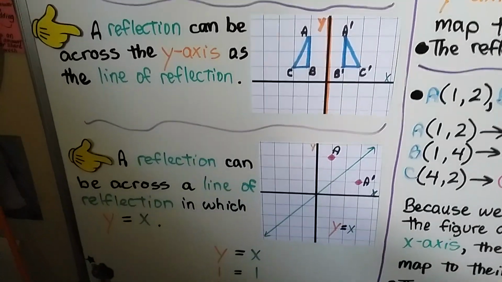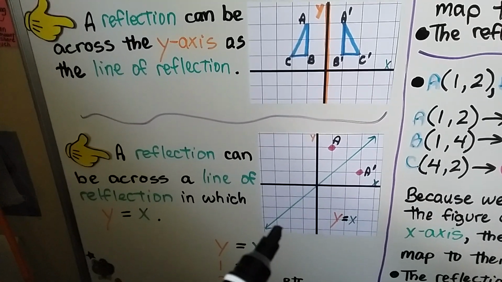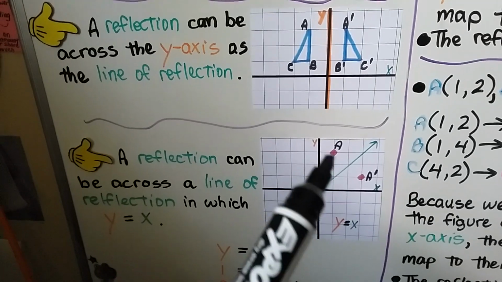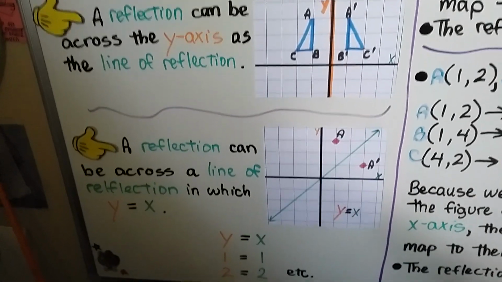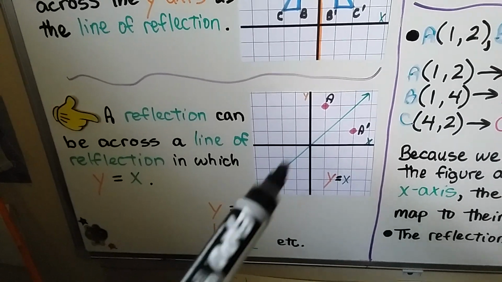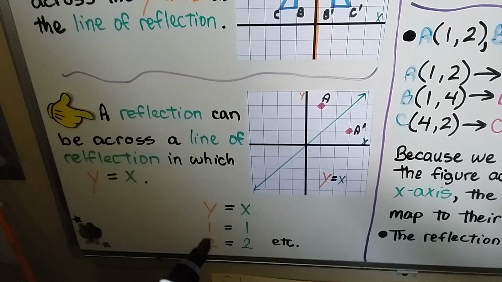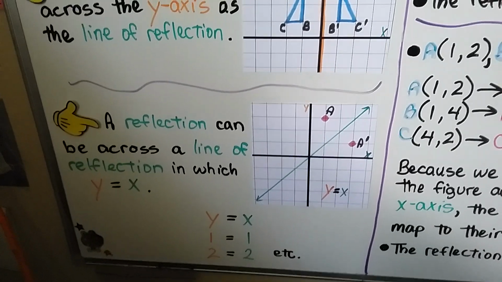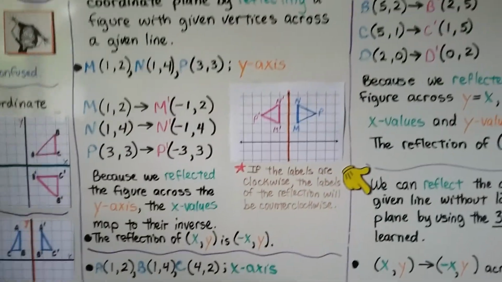And a reflection can be across a line of reflection in which y equals x. So this green line is our line of reflection. Point A is reflected across that line as A prime, and this line is where y equals x. So that means if y is a 1, then x is a 1. If y is a 2, then x is a 2, and so on. We'll talk about this more at the end of the video.